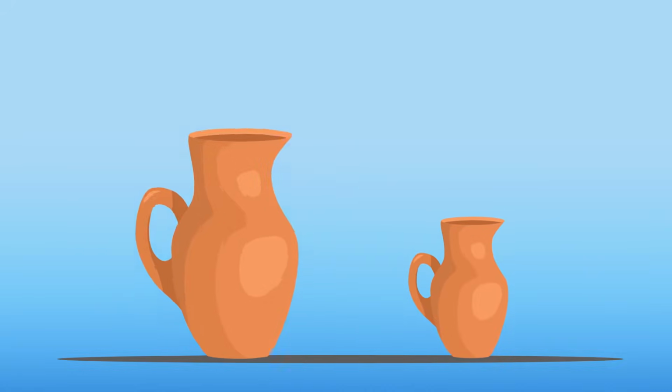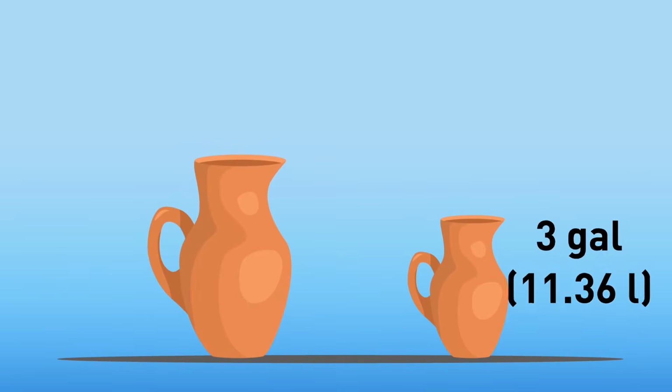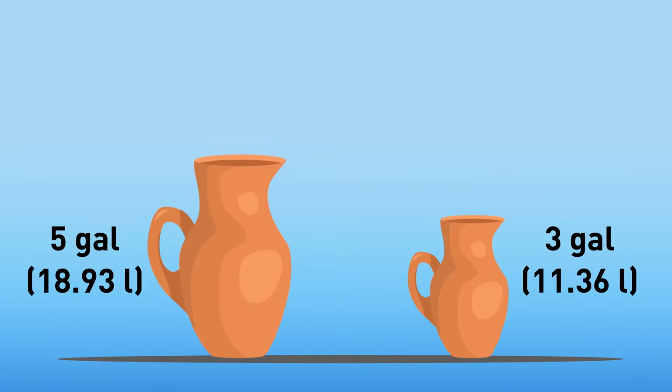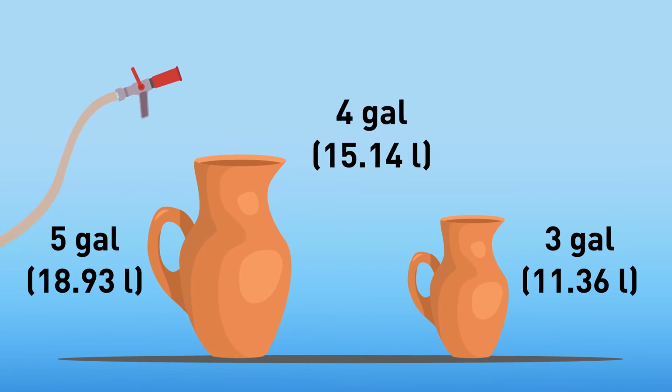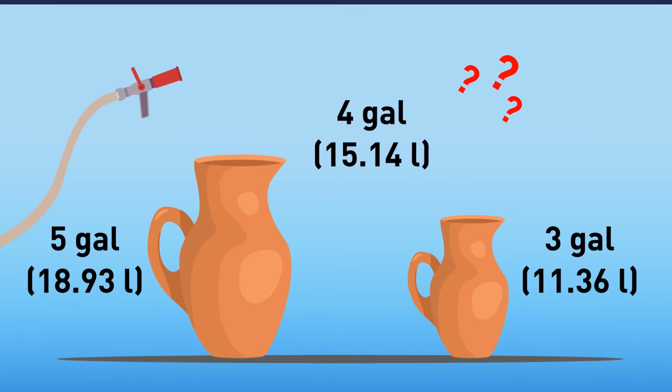Now let's say you have 2 jugs. One of them holds exactly 3 gallons of water and the other holds 5 gallons. With the help of just these 2 jugs and a fire hose, how can you measure out exactly 4 gallons of water?